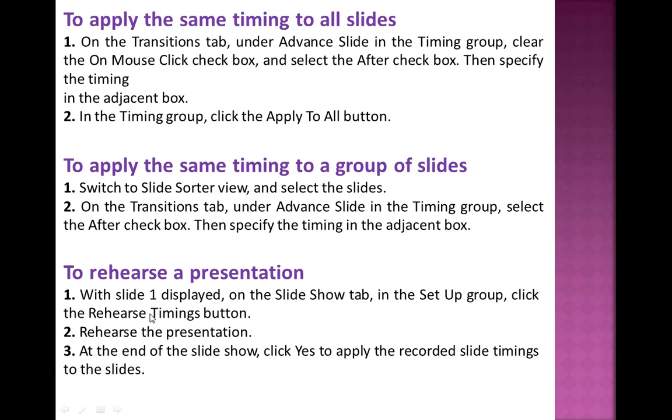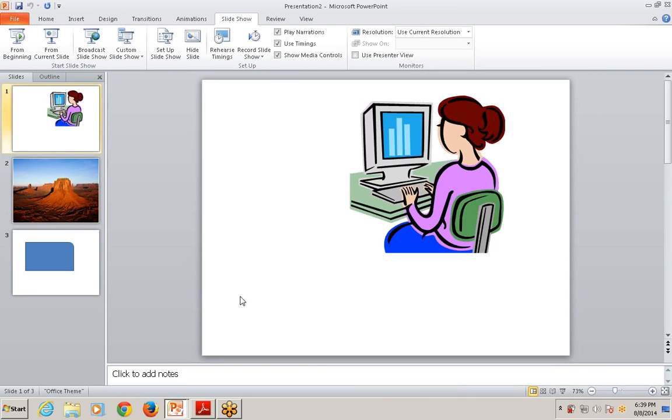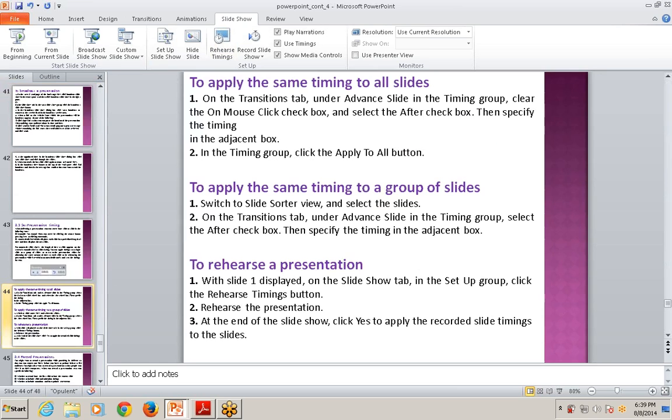Means how to rehearse: simply use the slideshow, and it will calculate the time. So whenever I finish the slideshow or whenever I change the slide, it will automatically capture that timing. So this is how we can apply it in an automatic way or in a manual way. Now let's see in a practical way how we can apply.